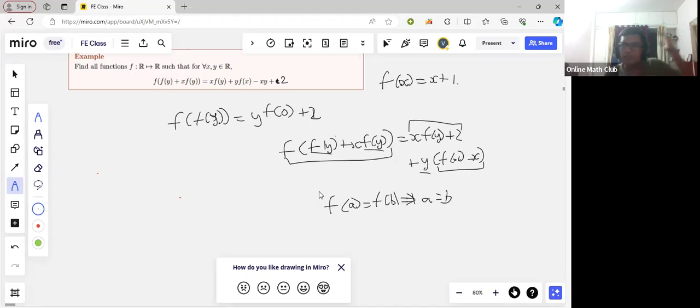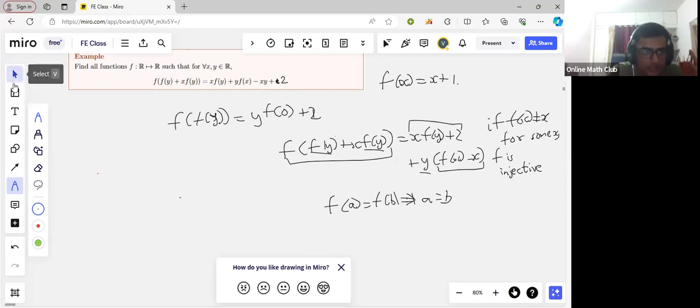This is the same idea as we used in those previous two problems. So we get that if f of x is not equal to x for some x, f is injective. Is this idea clear? It's the same as what we did in those previous problems as well.